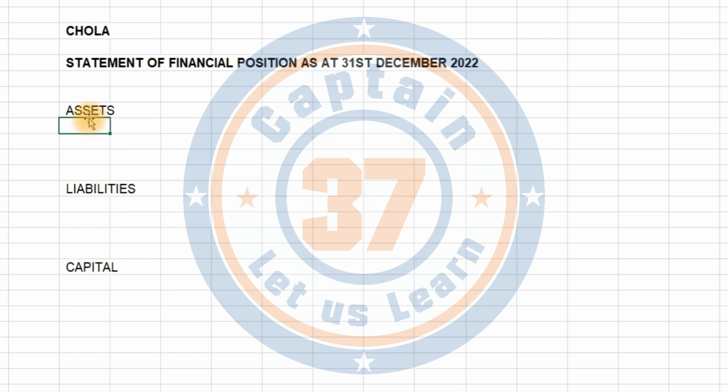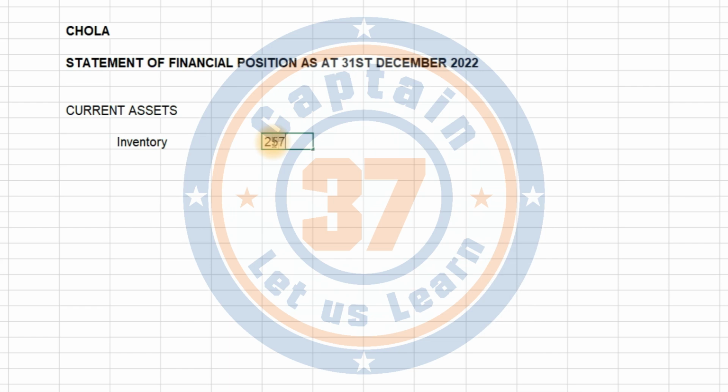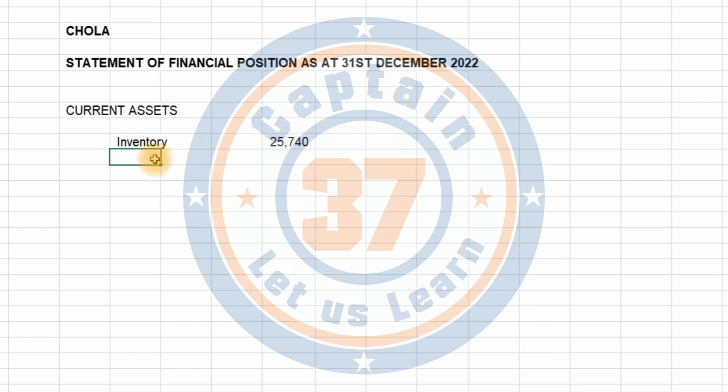So we'll start with assets. Let me temporarily remove liabilities and capital here so that we can start with assets. And it's important for me to state that the assets are classified as non-current assets and current assets. So let us begin with current assets. What are our current assets? When we look at the trial balance that was given, we will observe that our current assets include inventory. And the value for inventory is 25,740.